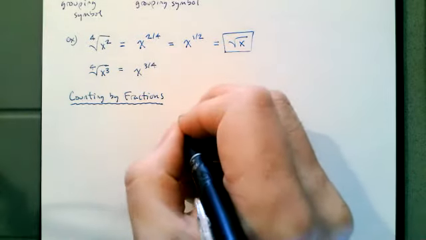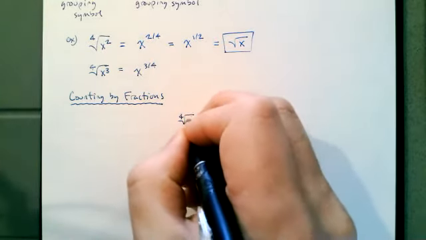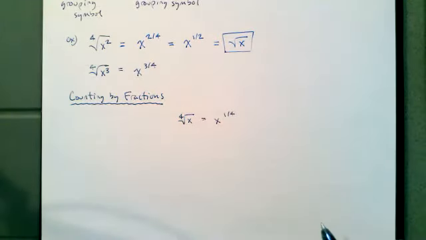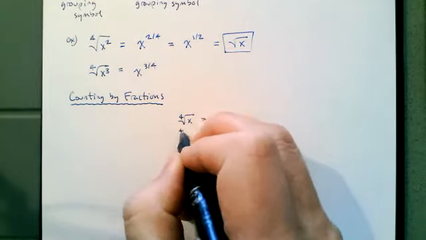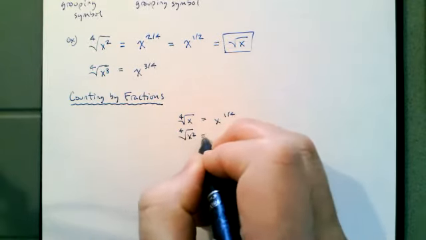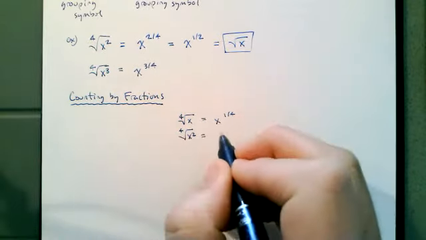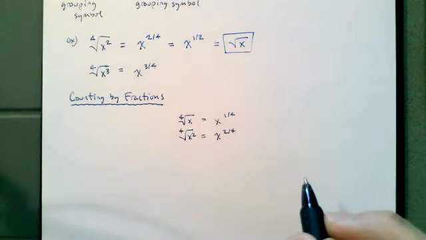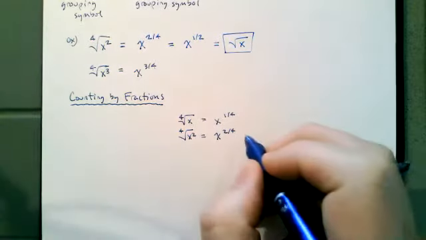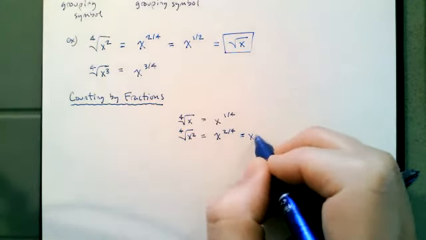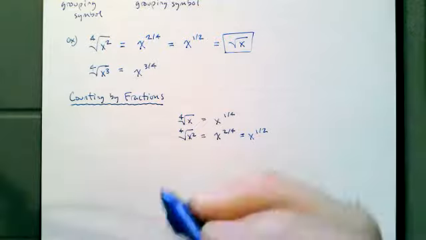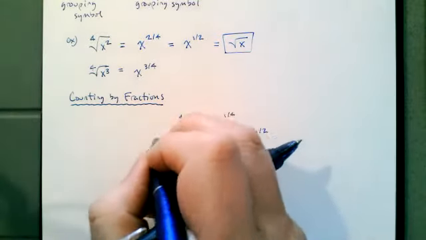I want to do a side-by-side comparison. So I'm going to start with a 4th root of x. And we know that that's an x to the 1/4 power. And then let's look at the 4th root of x squared. I'm just going to keep counting up the power of x. This is going to be an x to the 2/4, otherwise known as an x to the 1/2. Because we can simplify that one, we can write the 4th root of x squared as the square root of x.